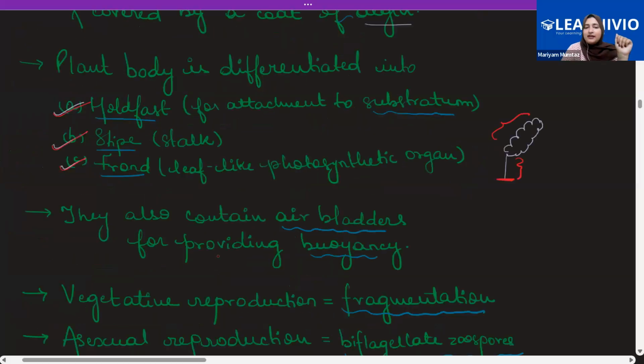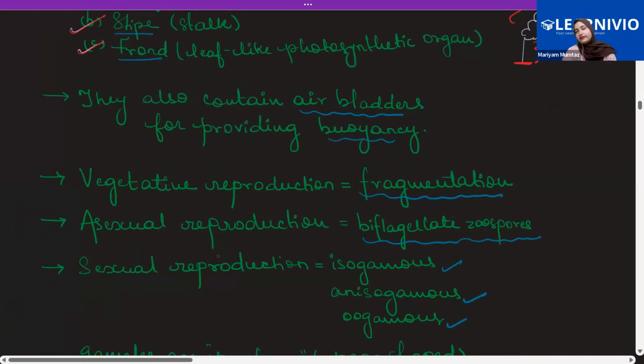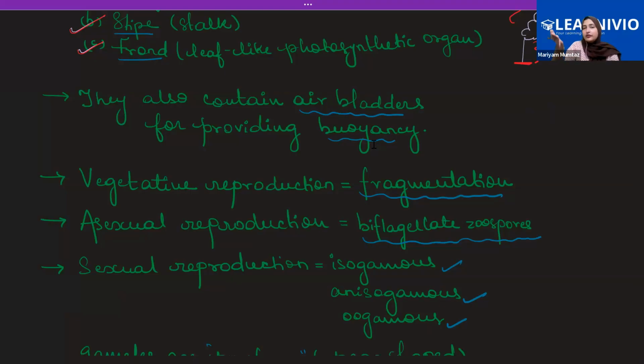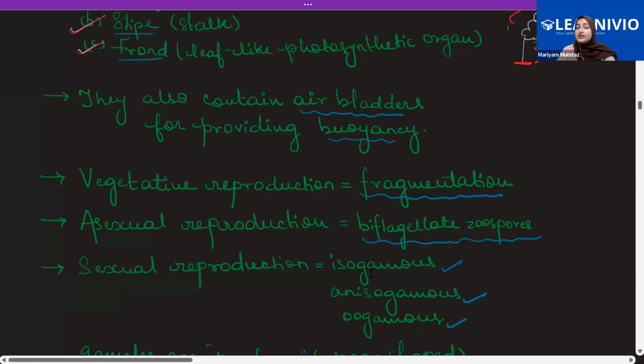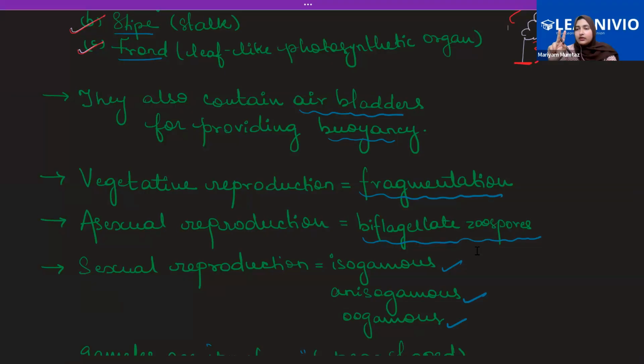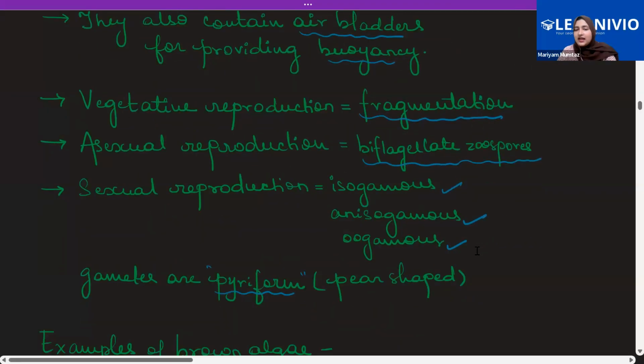Apart from that, the members of the Phaeophyceae contain air bladders in them so that they can have buoyancy, because they live in water, so they might sink. To give them the upward force, air bladders are present. Now, vegetative reproduction is by fragmentation. For asexual reproduction, they also have motile zoospores, but theirs are biflagellate, meaning all the zoospores will have two flagella. Sexual reproduction can be isogamous, anisogamous, or oogamous, whichever.